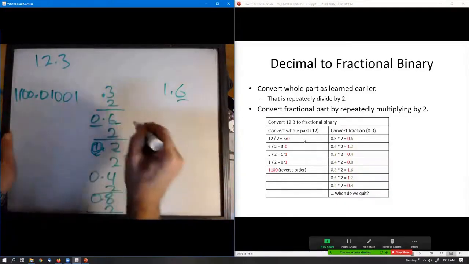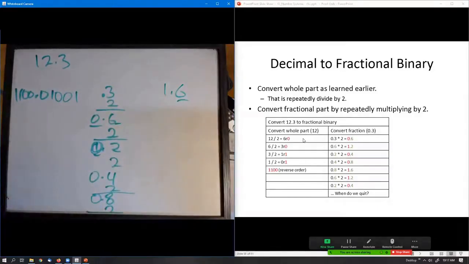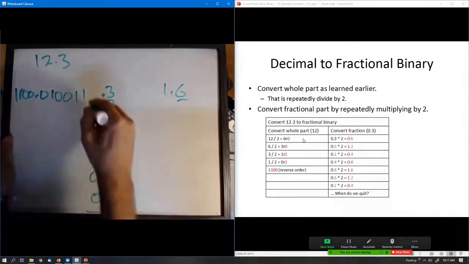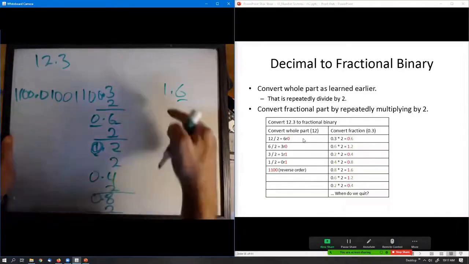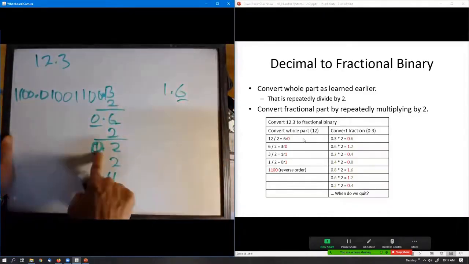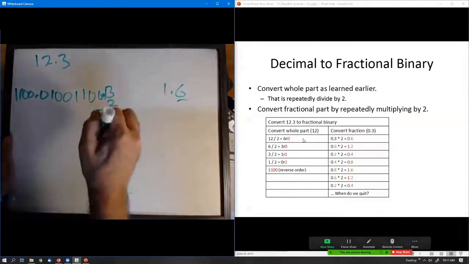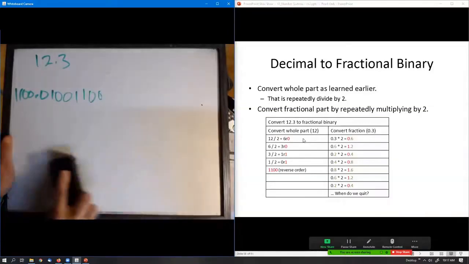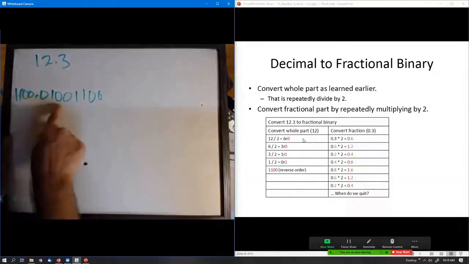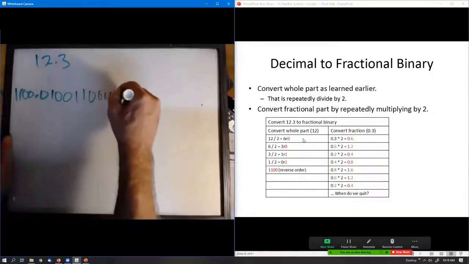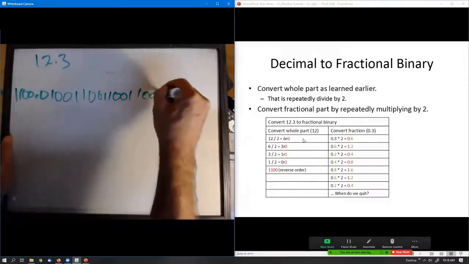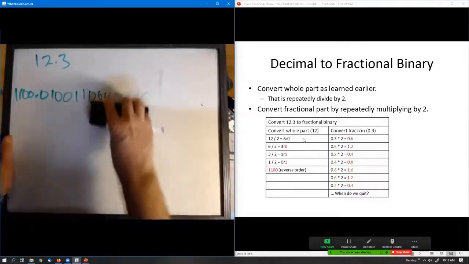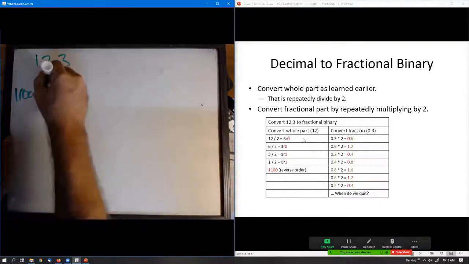And notice that the 6 repeats. So when I multiply this again, I'm going to get a 1. And when I multiply that, I'm going to get a 0. And when I multiply that, I'm going to get a 0. And when I multiply that, I'm going to get a 1. And then when I multiply that, I'm going to get a 1 again. So it's just going to repeat over and over again. So I know what this number is: 1100.0100110011001. It's just going to go on forever and ever. So normally we write that this way with a bar over it.